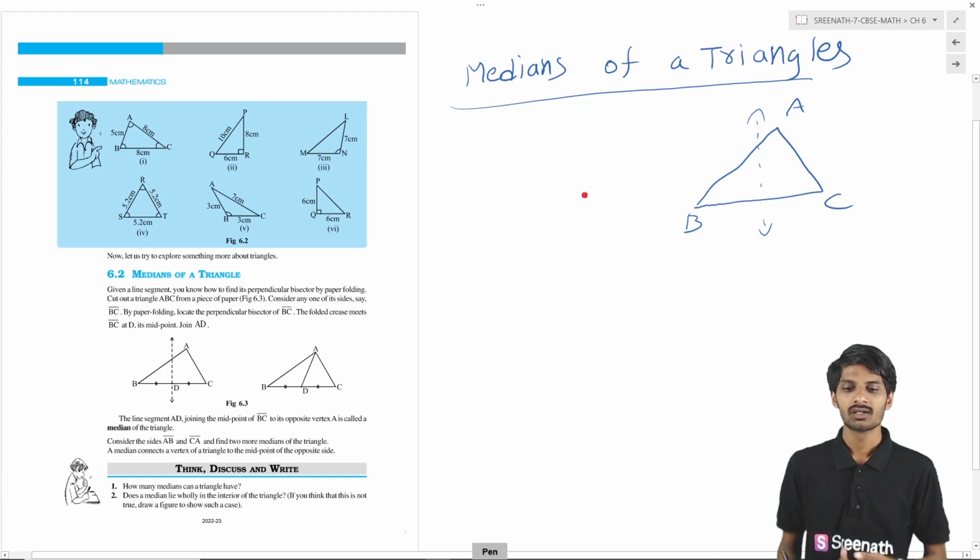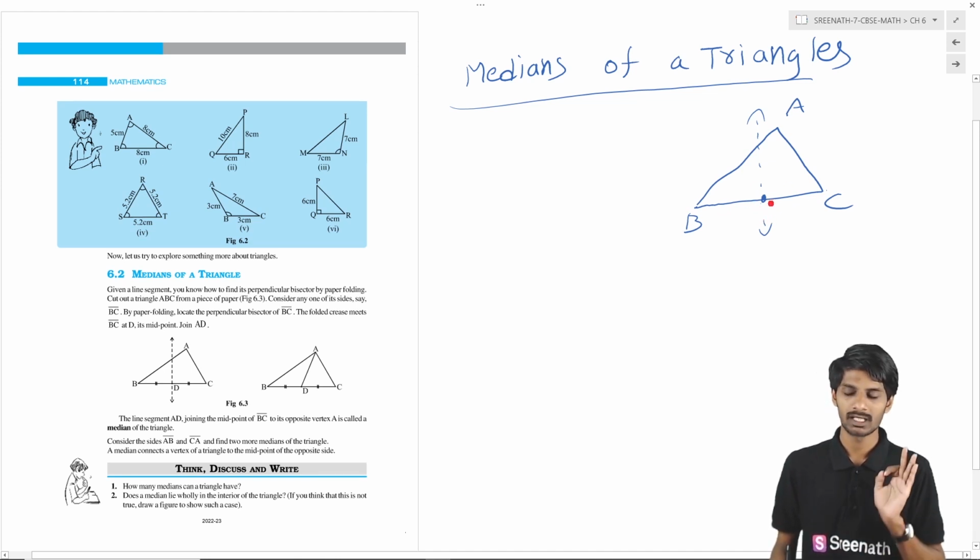Okay, and what does perpendicular bisector mean? It is perpendicular and it will pass through the midpoint. So to the side BC, what is the midpoint? It is the midpoint of the side BC. And if any line is passing through the midpoint of the side and is perpendicular to the side, then it is called a perpendicular bisector. Name that point as D, students.